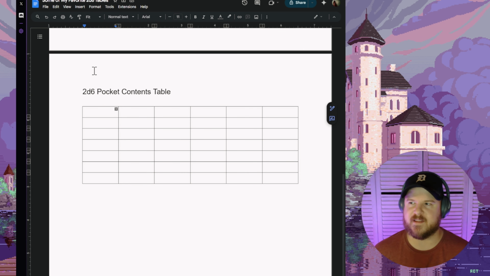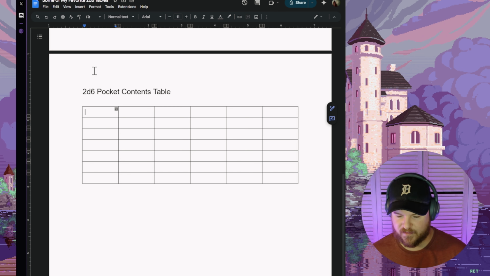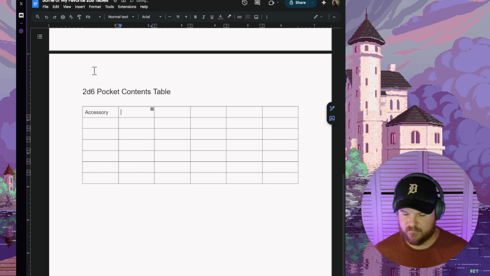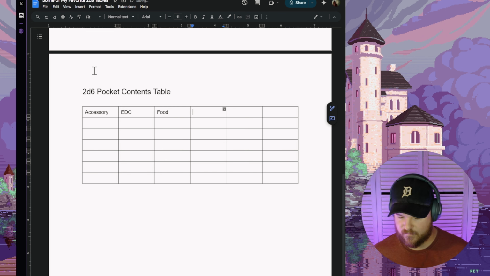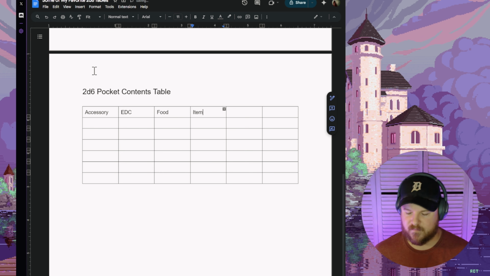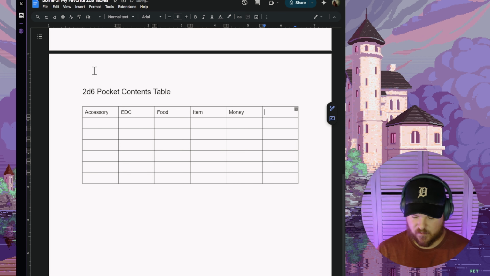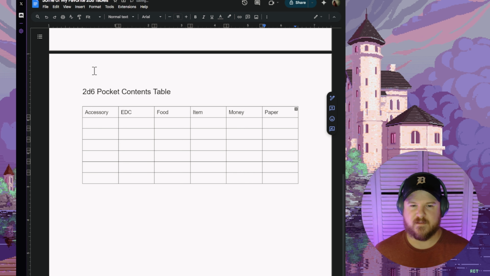So again, this is just pocket content. I roll 1d6 to do rows and 1d6 to do columns. It'll be very obvious. Accessory, EDC or everyday carry, food, item, money, or paper. So that's the 1 through 6 that I have for the rows.